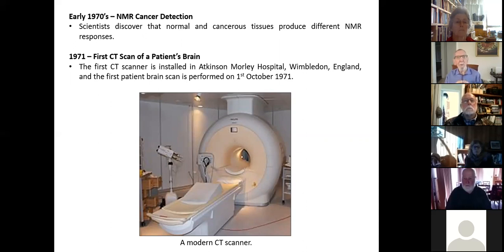In 1971, the first CT scan of a patient's brain was performed, and we had the first CT scanner installed in a hospital in Wimbledon in England. This brain scan was performed on the 1st of October 1971. So it's very, very recent indeed, the use of these technologies. Very modern stuff.